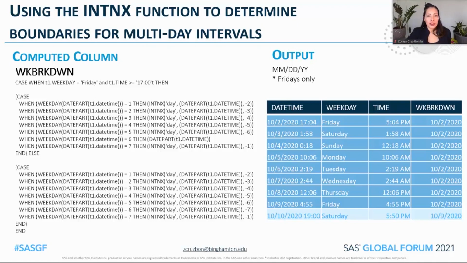In other words, Friday, October 2nd is assigned to all the records shown if the datetime variable is between 5 p.m. on Friday, October 2nd, and 4:59 p.m. on the subsequent Friday, October 9th. Thereafter, the new interval begins with 5 p.m. on Friday, October 9th.